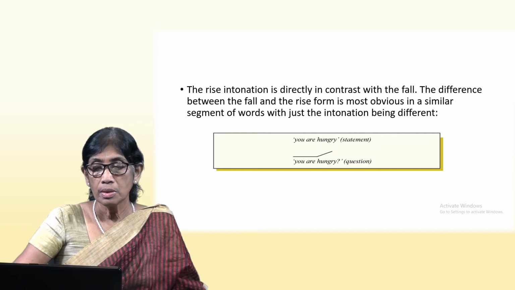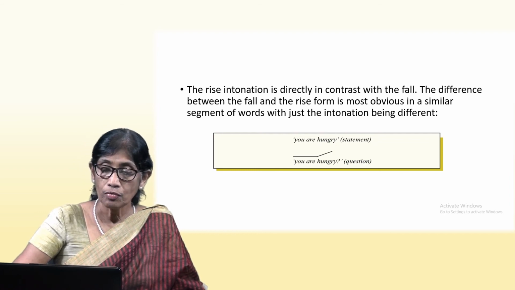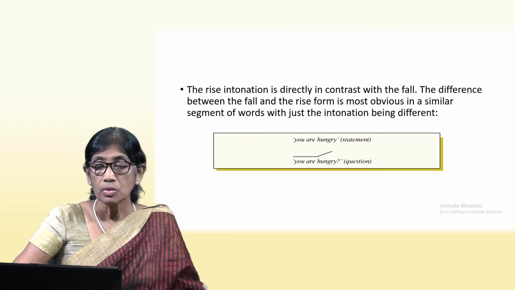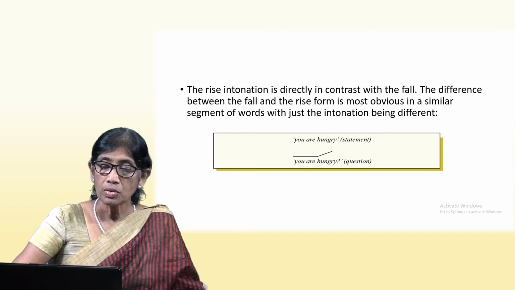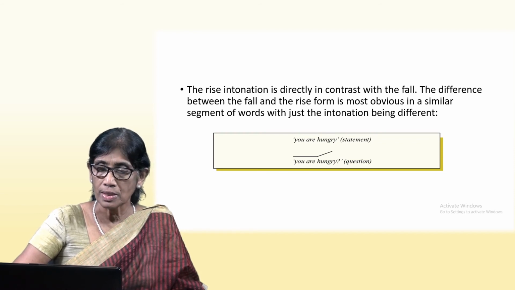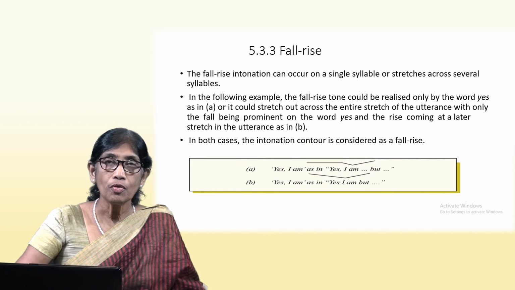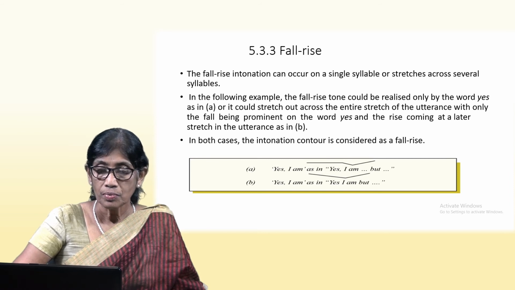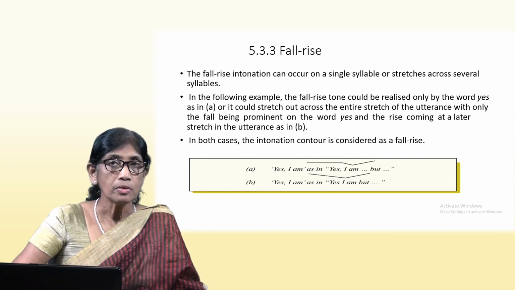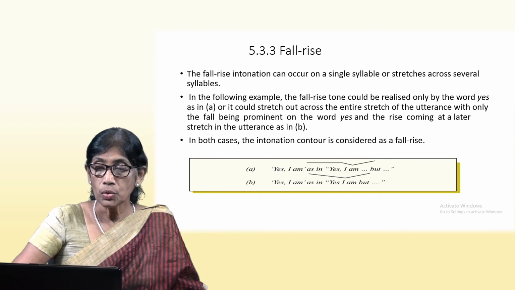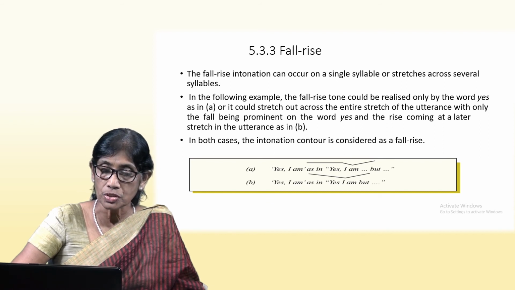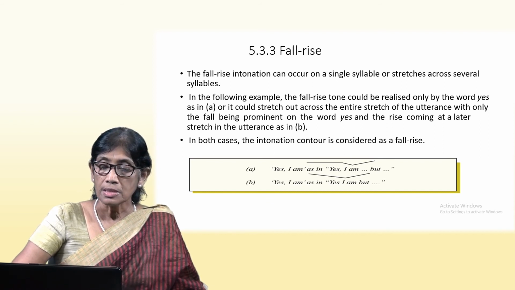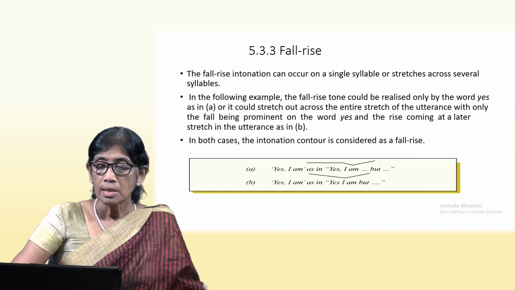And also here we will say rise-fall, or fall-rise. If you say "You are hungry," and also you say "You are hungry," you can see the difference. A fall-rise can occur on single syllables or stretch across several. In the following example, the fall-rise tone could be realized only by the word "yes," as in A, or it could stretch out across the entire stretch. For example, we say, "Yes, I am." How do you say it? "Yes, I am, but." Or you can say, "Yes, I am, but."